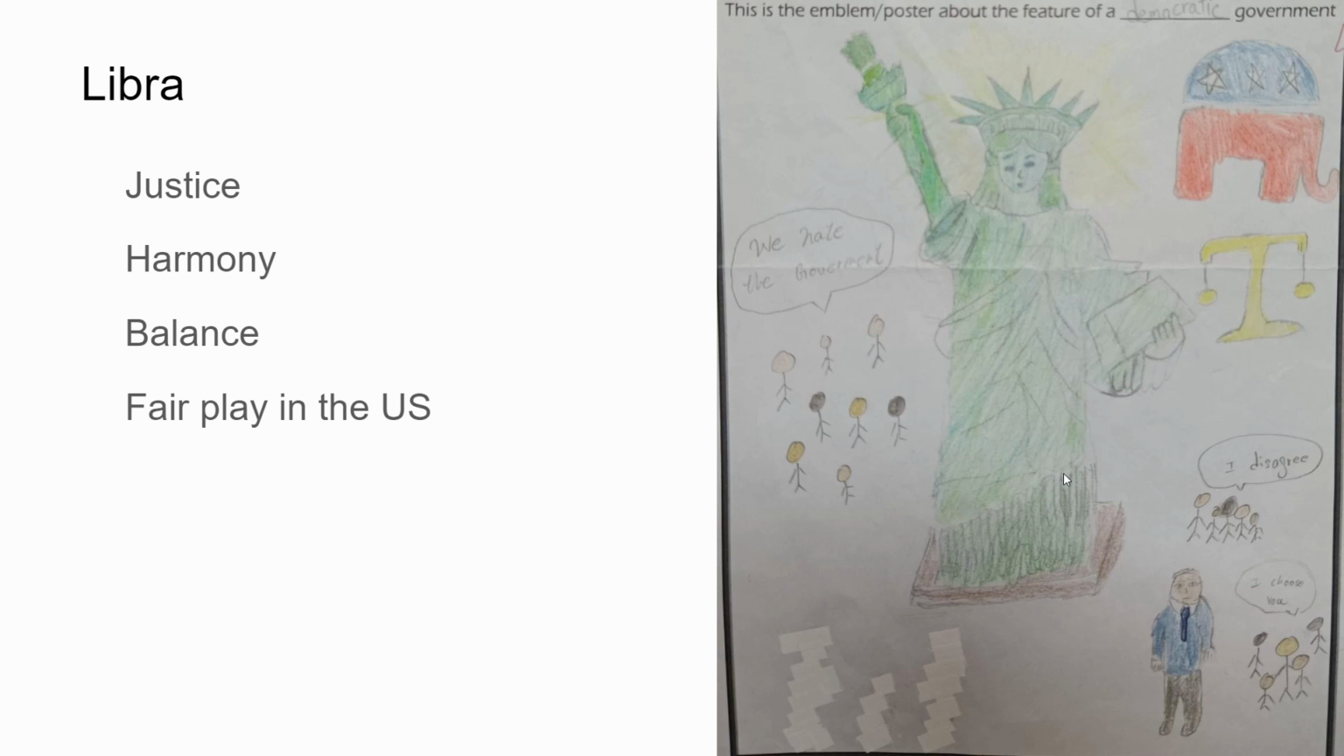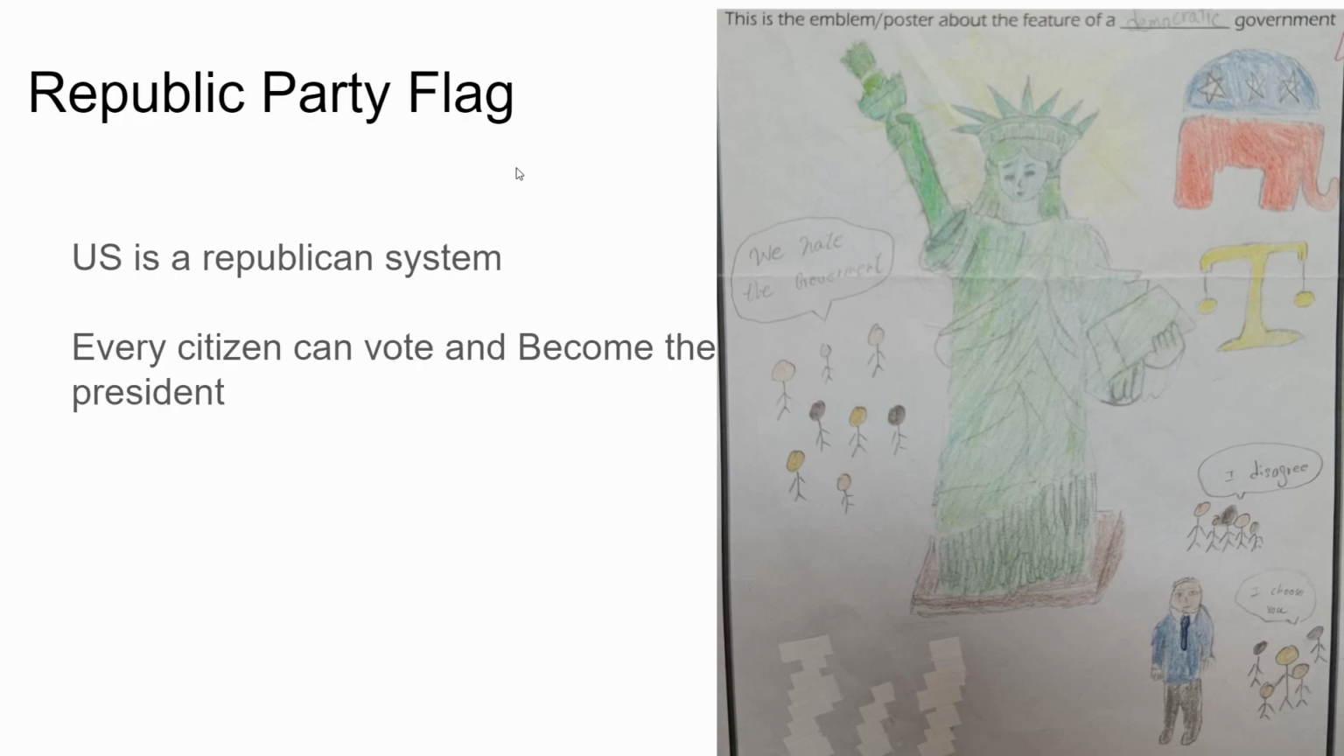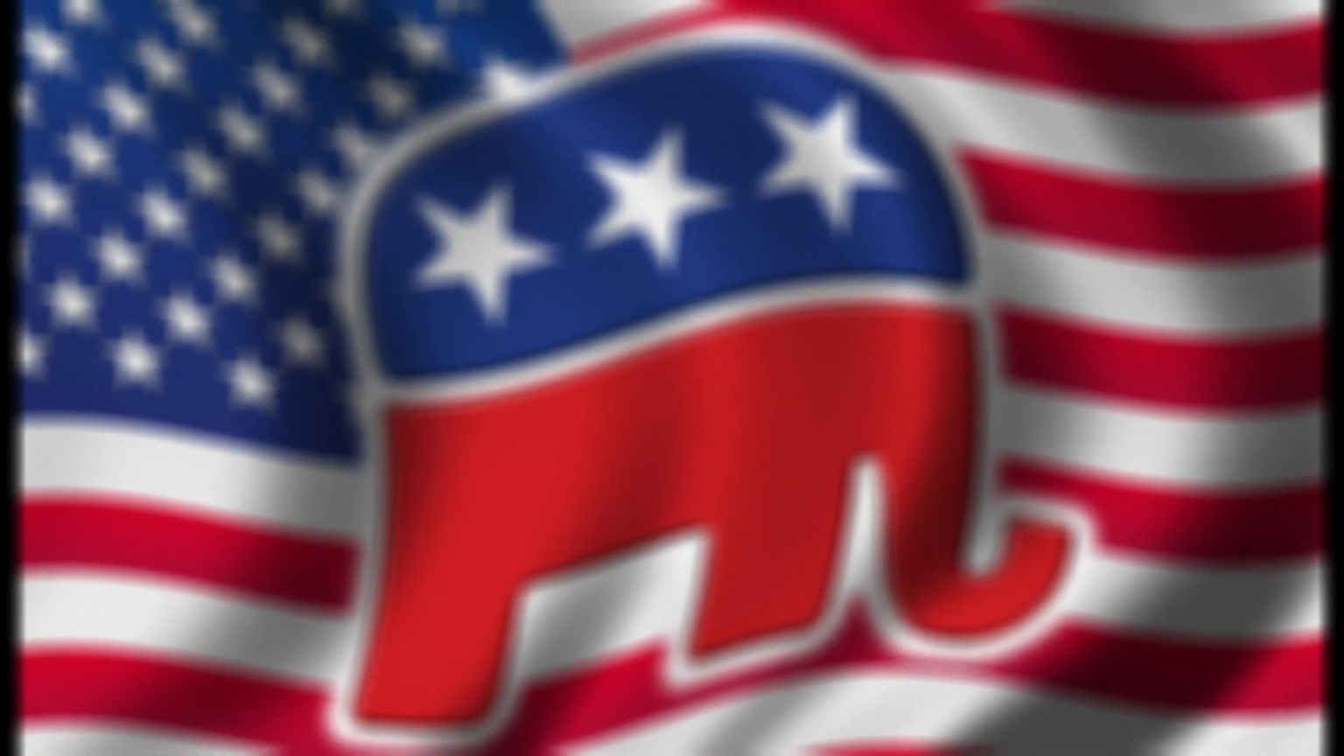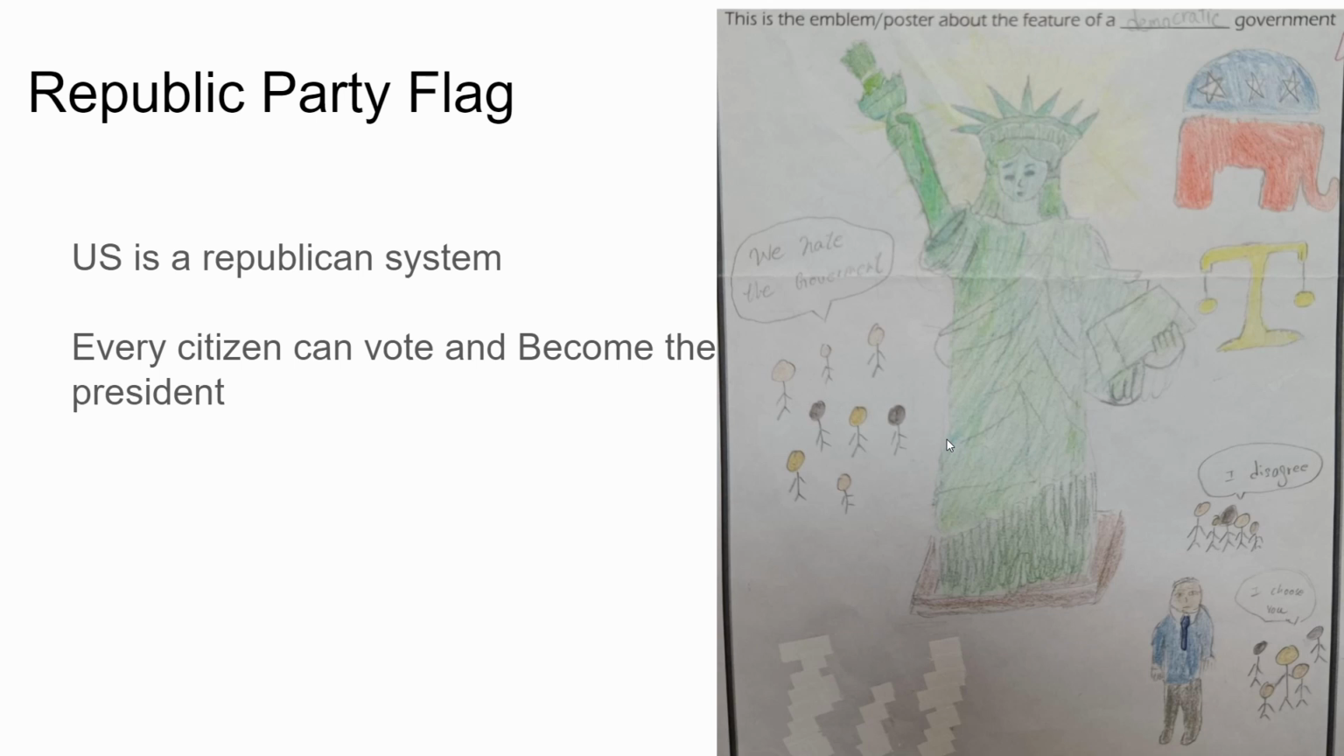We put a Libra in the emblem because we want to express that there are justice, balance, harmony and fair play in the US. We put a Republic Party flag in the emblem because we want to express that the US is a Republican system of government, which symbolizes that every citizen has the right to vote for a president.